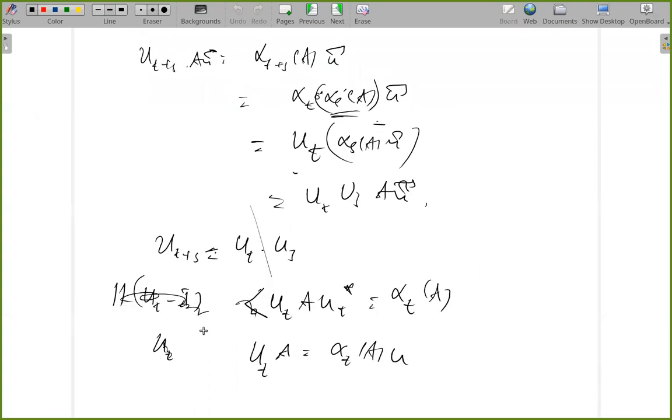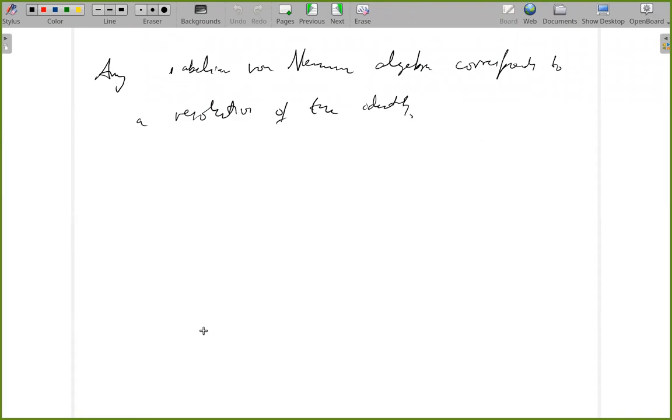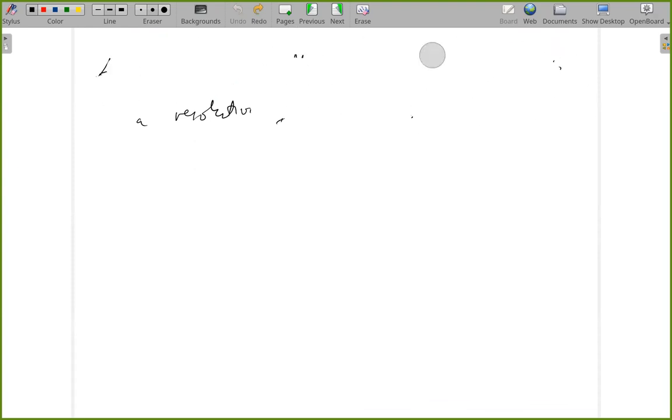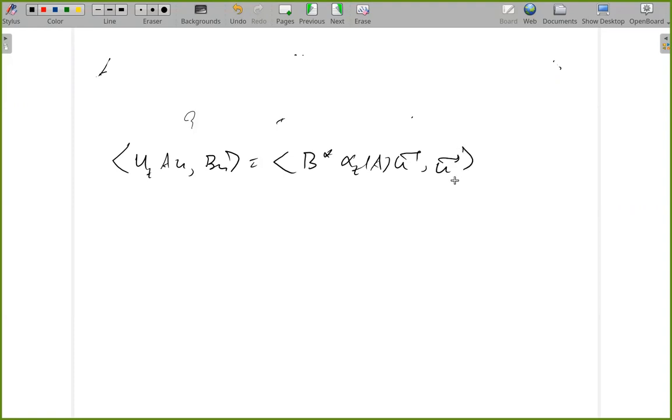But there's one last thing remaining, that we didn't show that it's strongly continuous in order to be able to use this. Okay. So strong continuity again will follow from the modular condition. So you have U_T A U, B U is equal to B star alpha T A U, U. So why is that? So one thing to remember is U_T U is equal to U, simply because here you think of U as an identity, and alpha T of identity is identity. So that's why for all T, U_T of U is U.